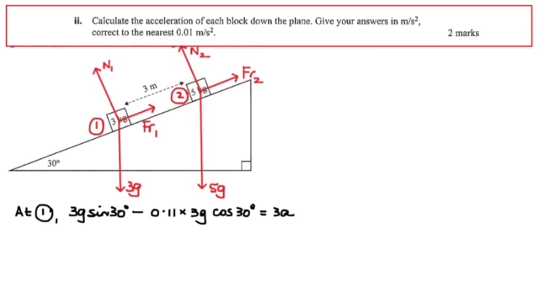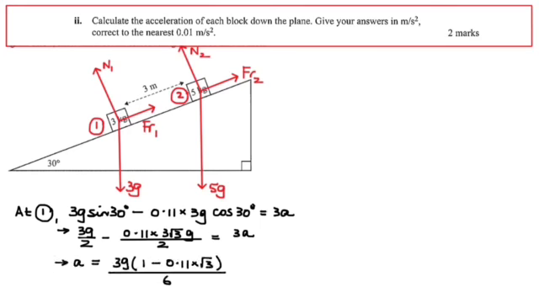What have we got? At point 1, we've got 3g sin 30 minus 0.11 times 3g cos 30, which that bit there is the normal force, because we've got mu N. That's the friction force, is mu N, where mu in this case is 0.11. And that equals 3a, so we've got to solve that for a for that block, the 3 kilogram block. So let's just do that. And as we go through the motions, we get all this, and then we get 3.97. That's to the nearest 0.01.